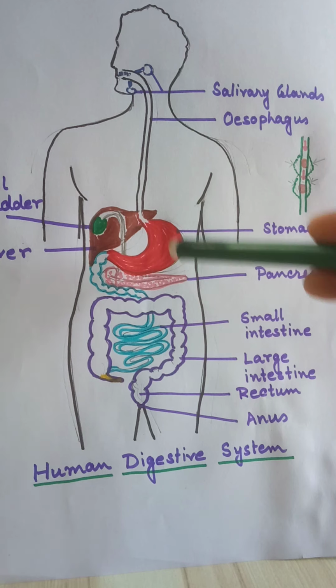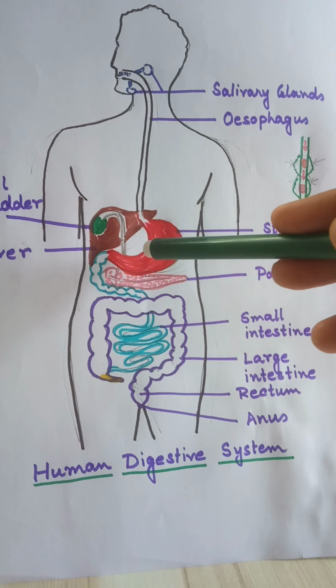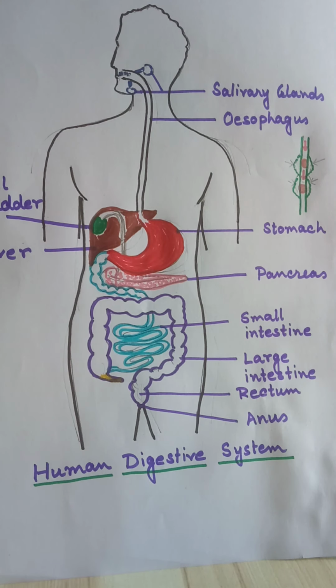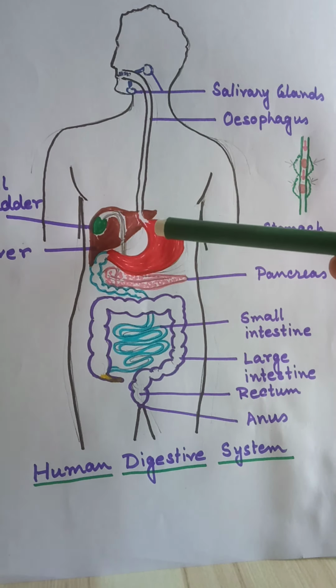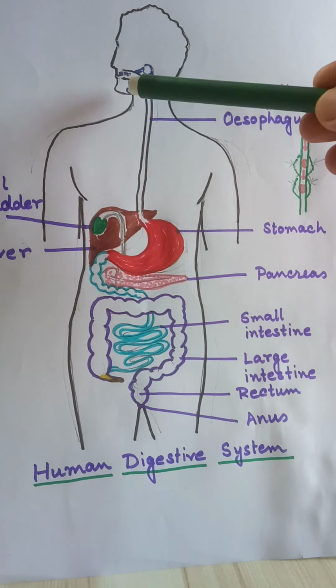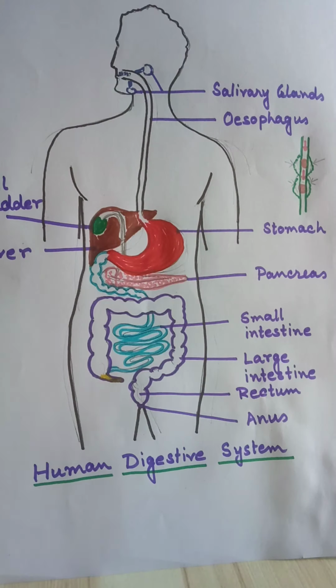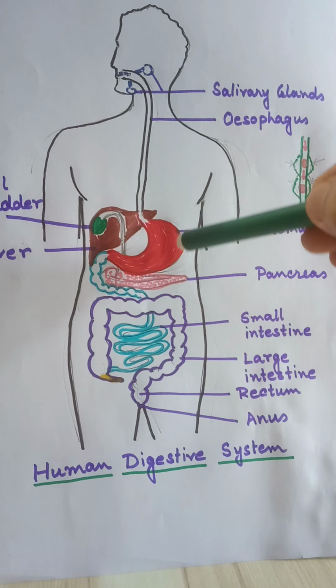Gradually it enters into the stomach. At times when food is not accepted by our stomach, it is vomited out. That means usually the food is coming down, but when it is not accepted, the movement is reversed and it goes out of the body. So food enters into the stomach.